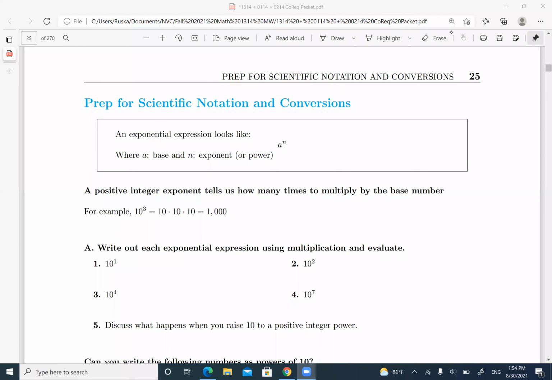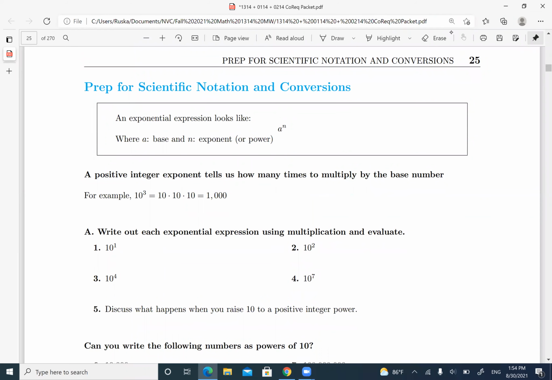So here we're going to continue with page 25, which is going to prepare us for scientific notation and conversions. Okay, so we're going to first talk about what is an exponent. An exponential expression looks like this: a number with exponent n. A is the base, n is the exponent, also called the power. What that means is A to the n means you're multiplying A times A times A, n times.